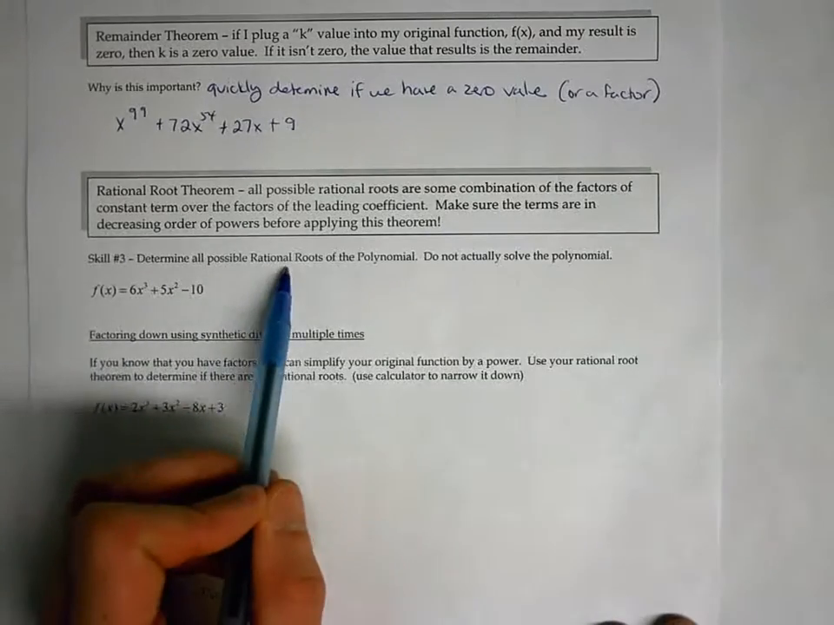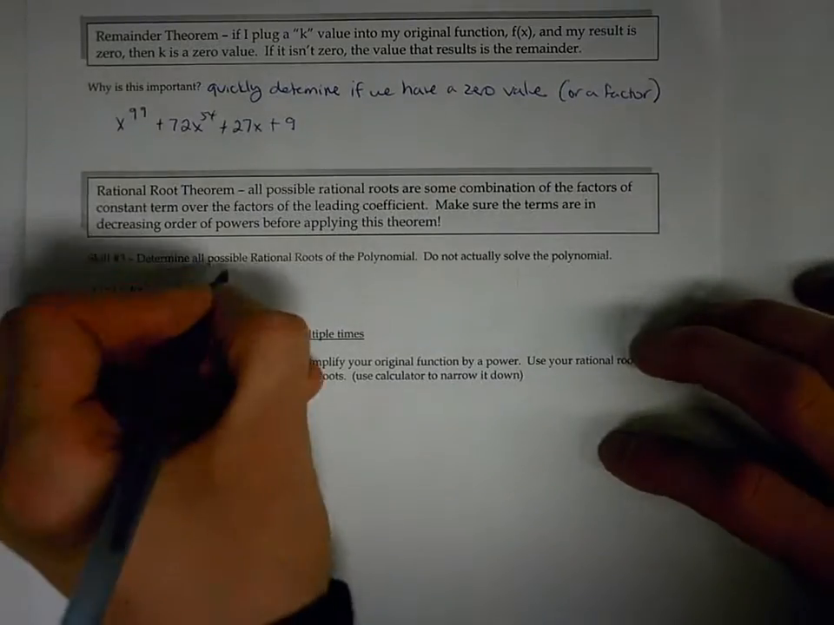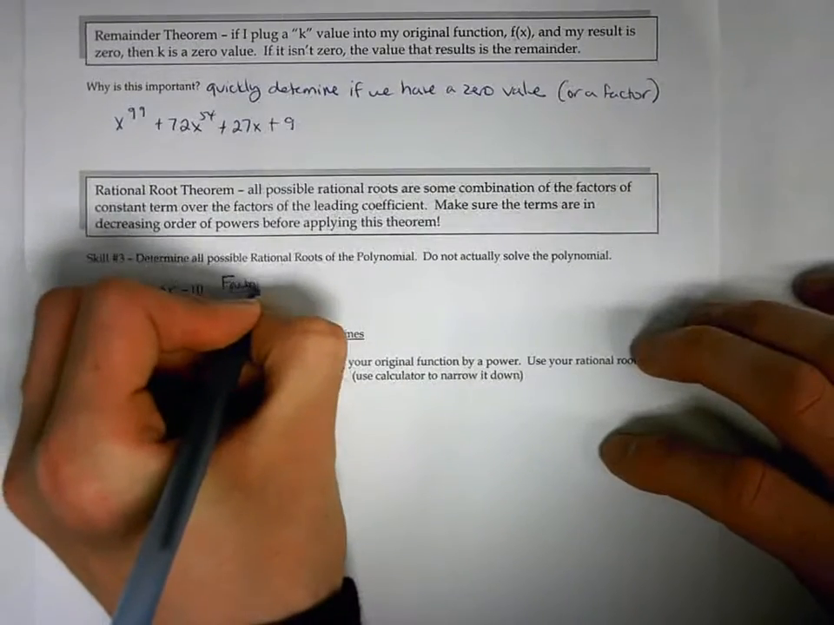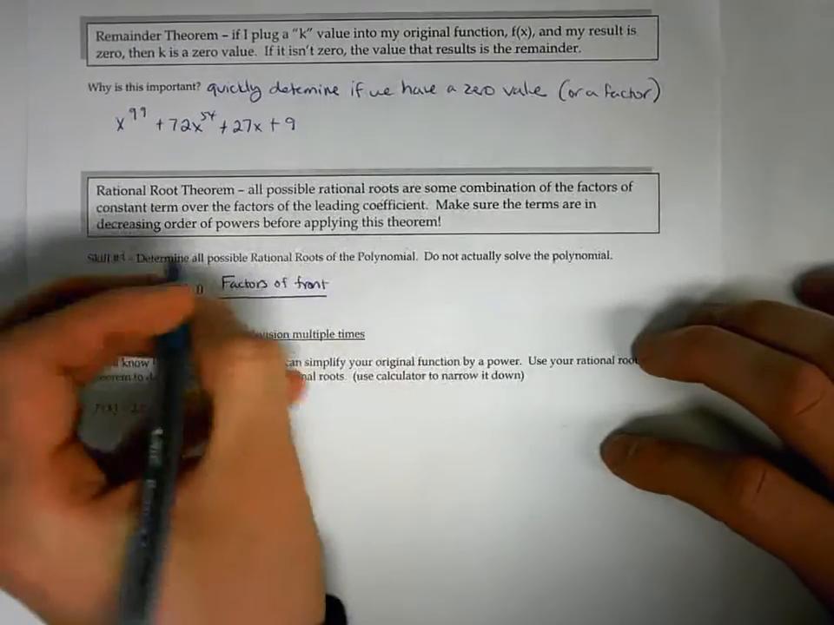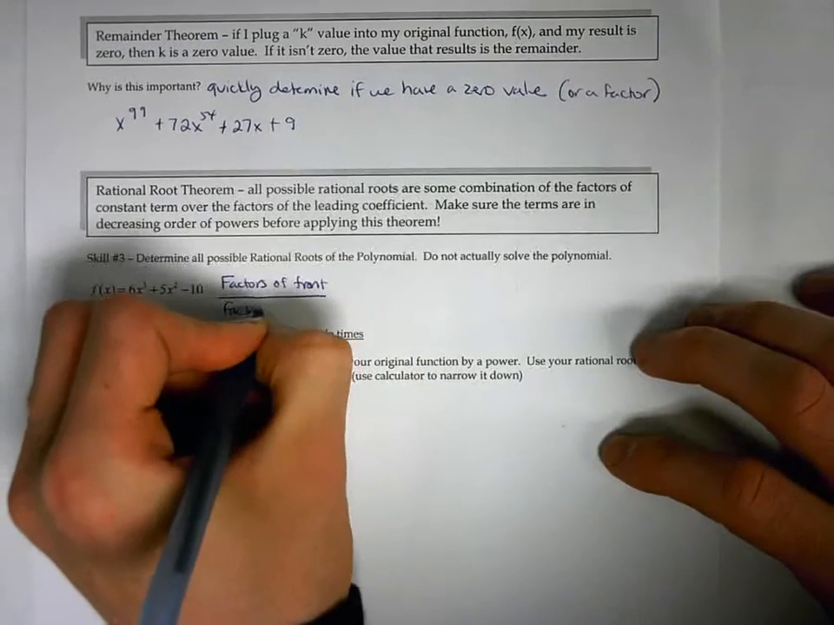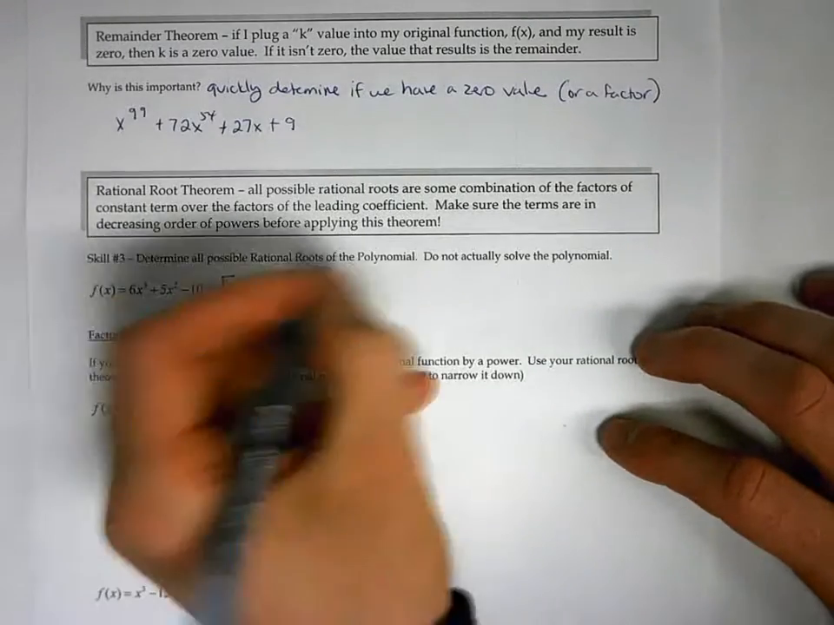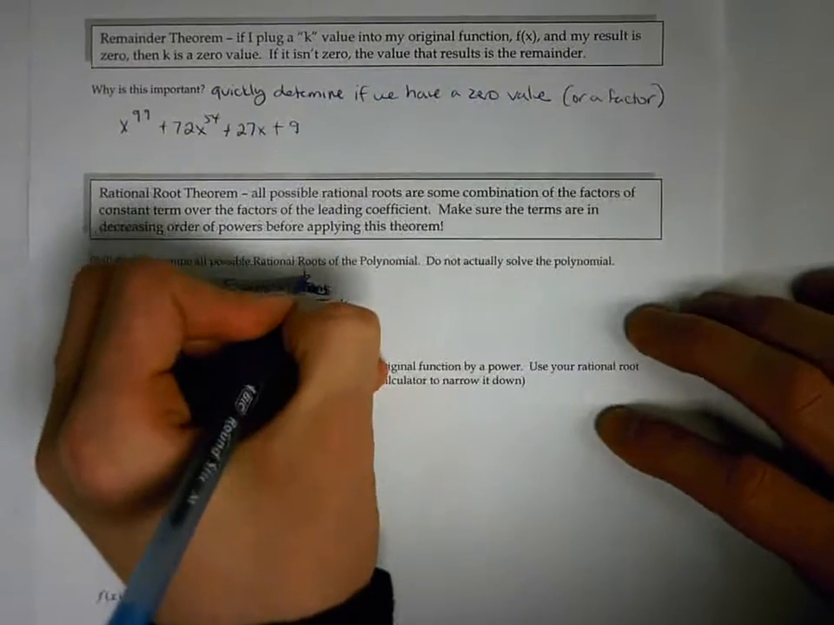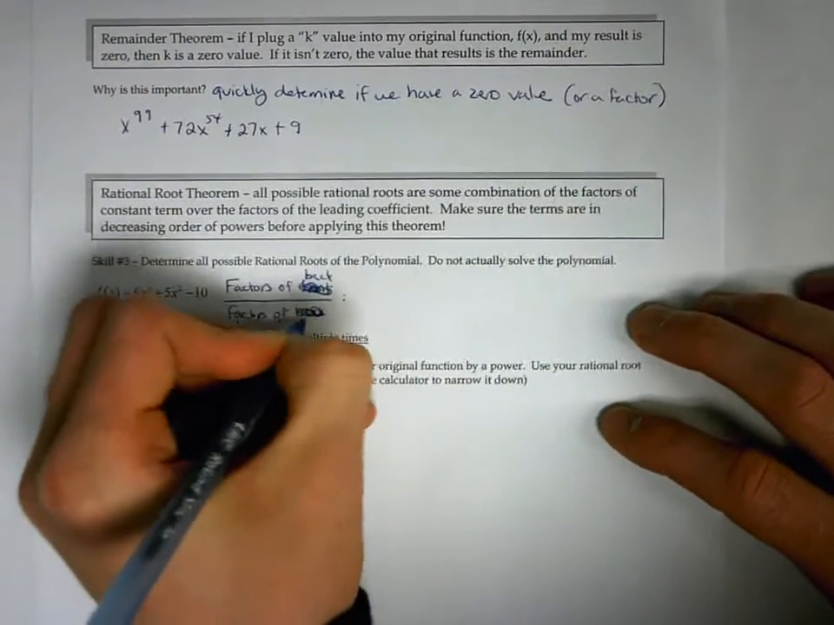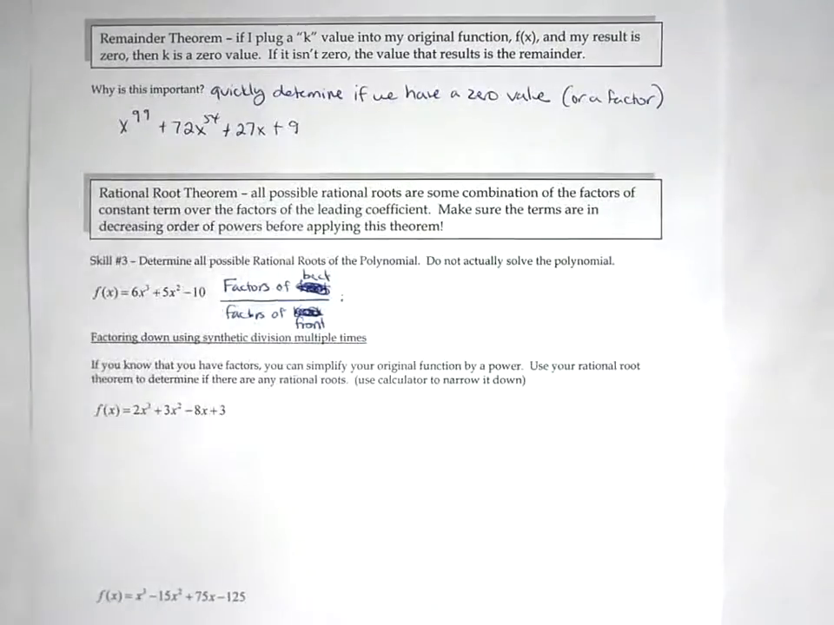So determining all the possible rational roots of the polynomial, don't actually solve it out. The rational root theorem says if we take the factors of the front number and we put it over the factors of the back number, we will get all the possible rational roots. Actually, I take that back. It's the factors of the back over the factors of the front. Probably should write that correctly. Factors of the back over the factors of the front.